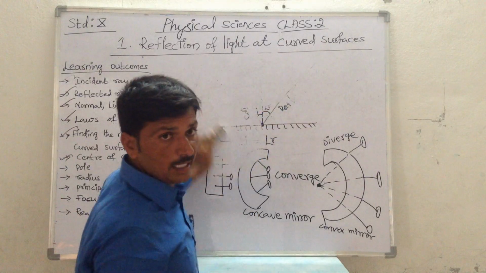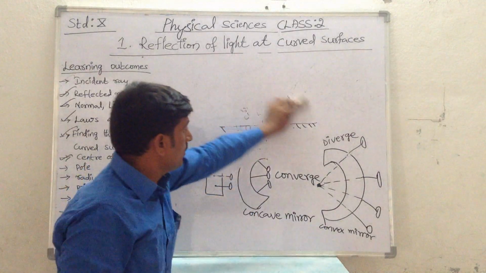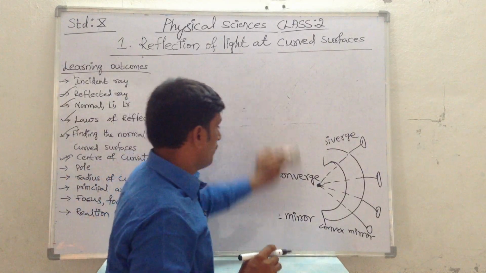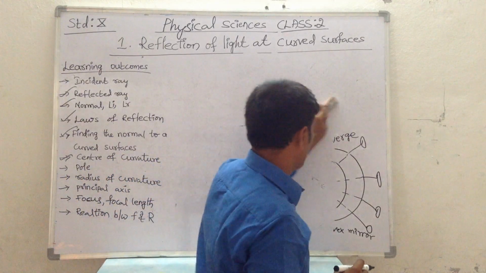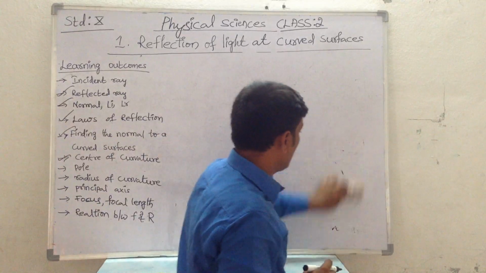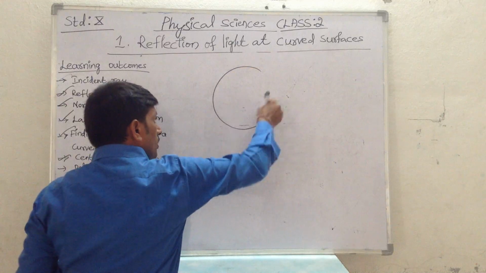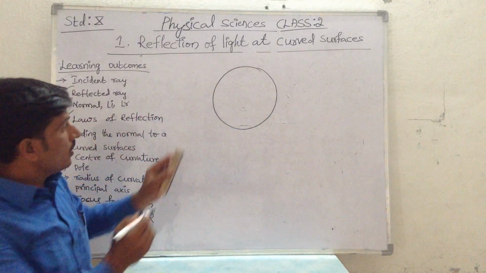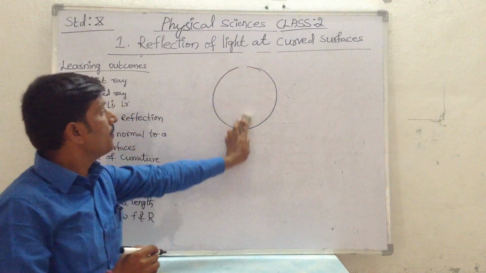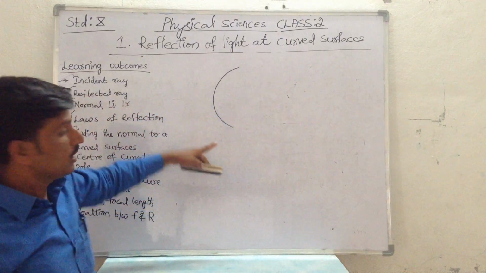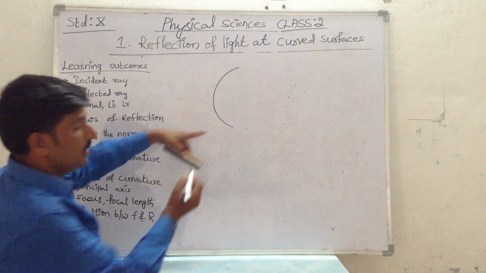So what is meant by spherical mirror? A spherical mirror is one in which the curved surface is a part of a sphere. If you take any spherical surface, like a marble, then a part of this sphere is called a curved surface. Now it seems to be a curved surface.